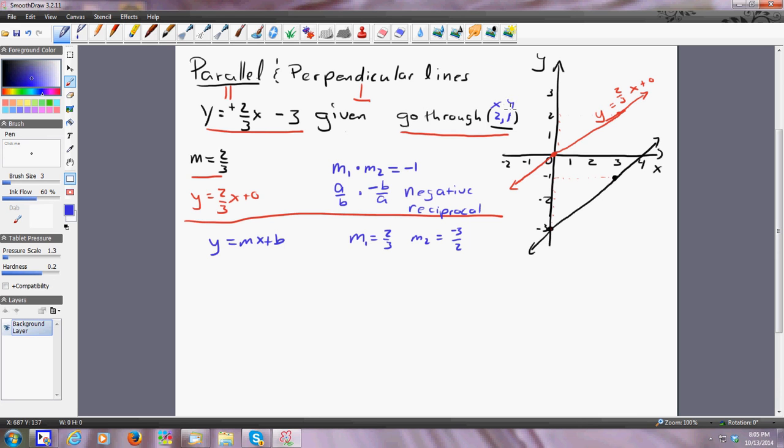My point is 1, 2, so it's going to be 1 equals -3/2 times 2 plus b. You get 1 equals -3, because the 2's will cancel out, plus b. Add 3 to both sides. I get 4 equals b. So my new equation is y equals negative 3 halves x plus 4.